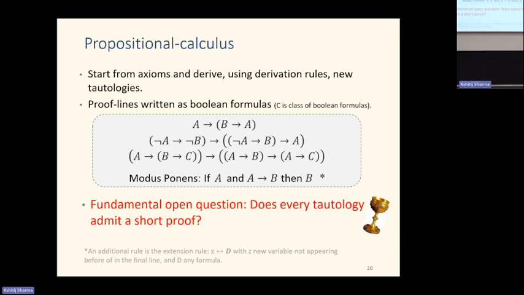And this is open. So you see such an innocent looking question, whether every tautology admits a short proof in this propositional logic that you've studied in first year, is open. So nobody knows how to prove this. Depends on the proof system, but for the proof system that I've provided here, this is open, and this is one of the major questions in proof complexity.